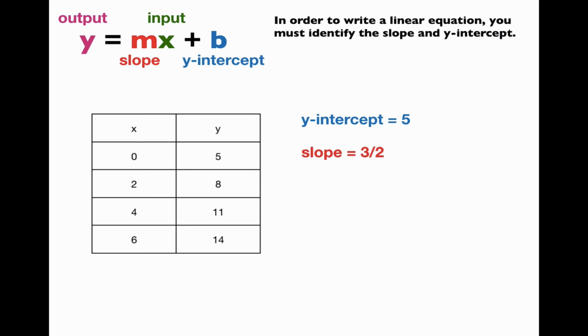Once we've identified a y-intercept and a slope, we can write the equation that models this data. And that would be y equals 3/2 x plus 5. And sure enough, if you start plugging in these x values, you'll get out these y values. And that's that. So let's take a look at another table. All right, pause the video and see if you can write the equation of the line yourself. Pause the video now.